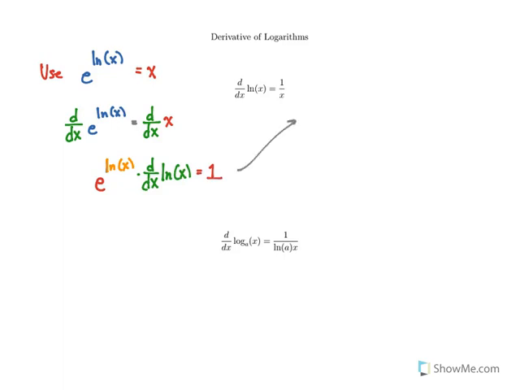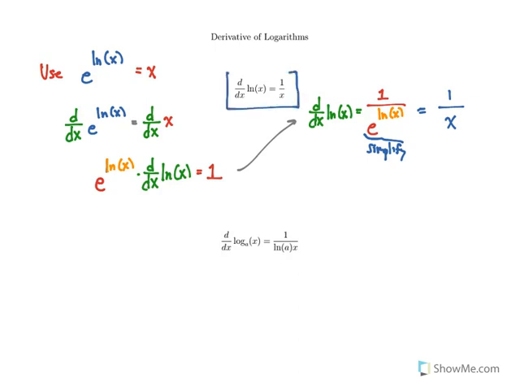So if we divide by e to the natural log of x, we get the derivative of natural log of x is equal to 1 over e to the natural log of x. And then note that we can simplify the e to the natural log of x to write this as just 1 over x. All right, now we have this rule and we are able to use it freely. The derivative of natural log is 1 over x.